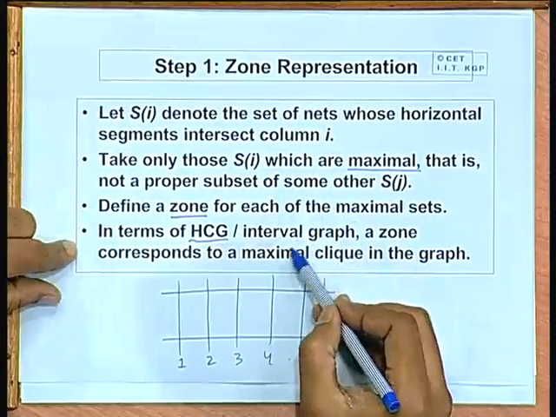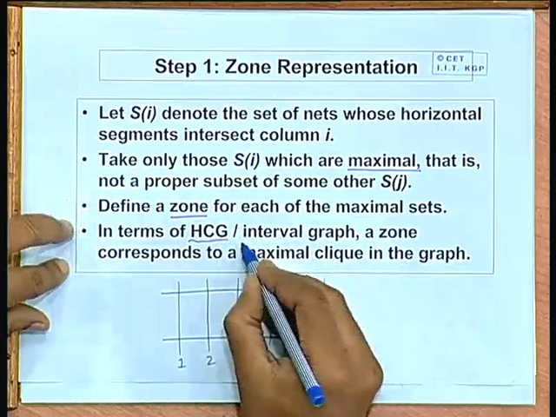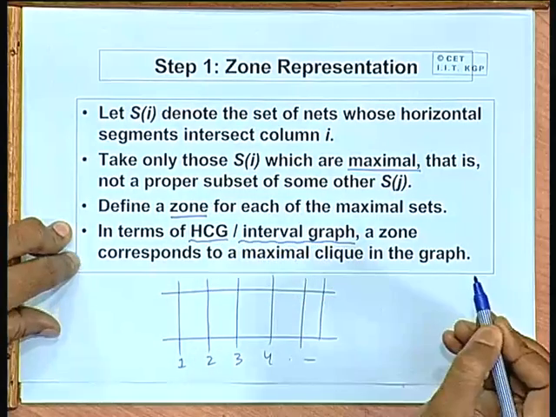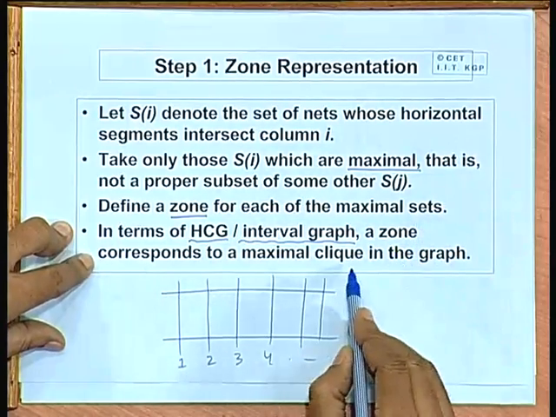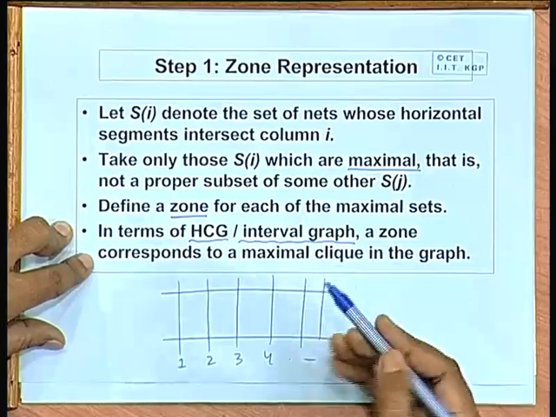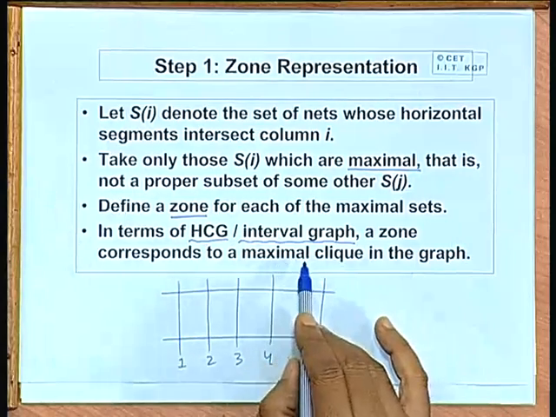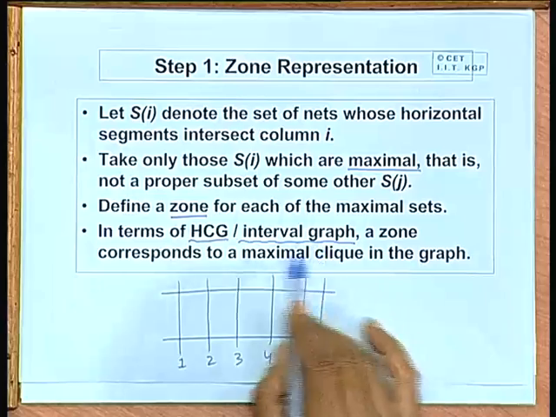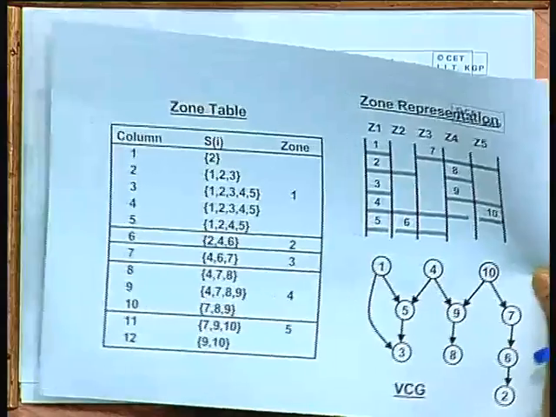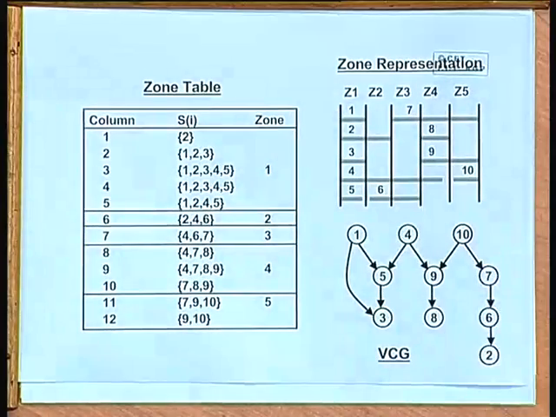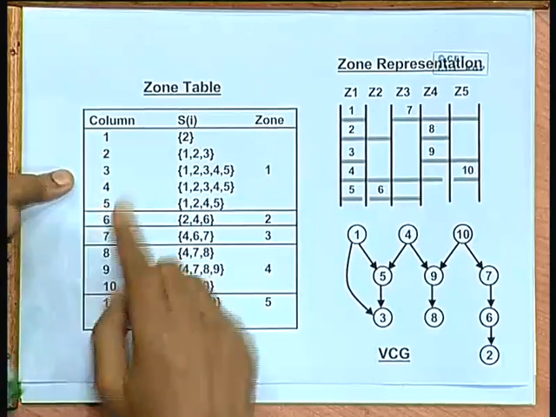There is an alternate representation of horizontal constraint graph, we shall show it shortly. This is called an interval graph. Now, in the HCG, as it is just shown, a zone corresponds to a maximal clique. Well, a clique is maximal, of course. Now, let us see what interval graph is and the zone definition for the problem we have taken. Okay. This particular slide will show you that as we go along the columns of the problem, for the example we have just taken, what are the values of Si?